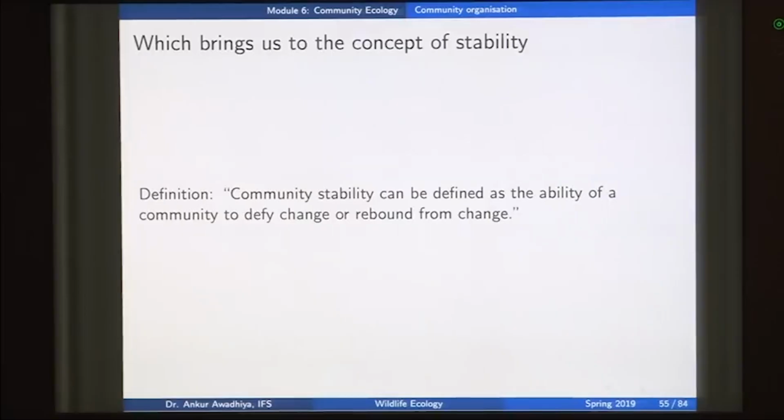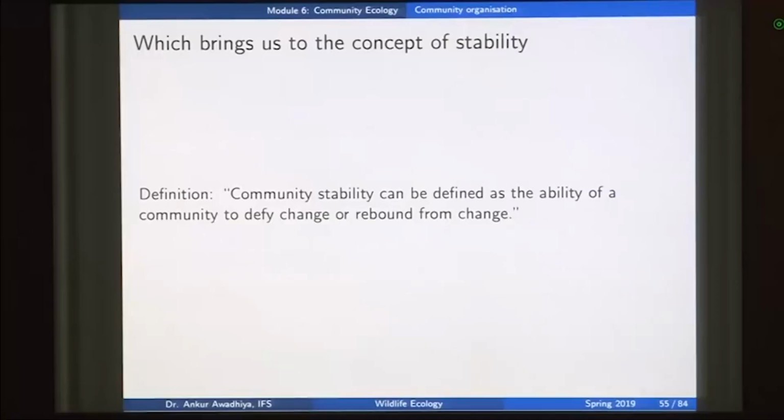And community stability is a very integral part of the study of ecology, because we are pushing different communities through different changes because of our anthropogenic influences. We are putting quite a lot of waste materials into our water bodies, into the environment, and that is changing different communities. Now, it becomes important to know how much change different communities can tolerate, and whether the communities will be able to come back to normal or not.